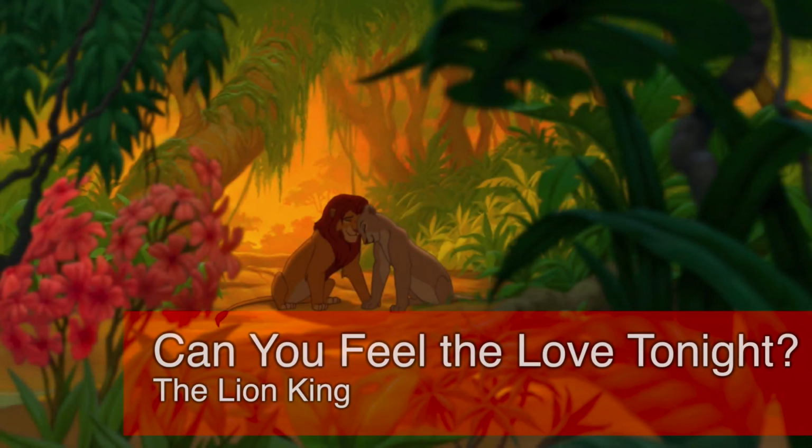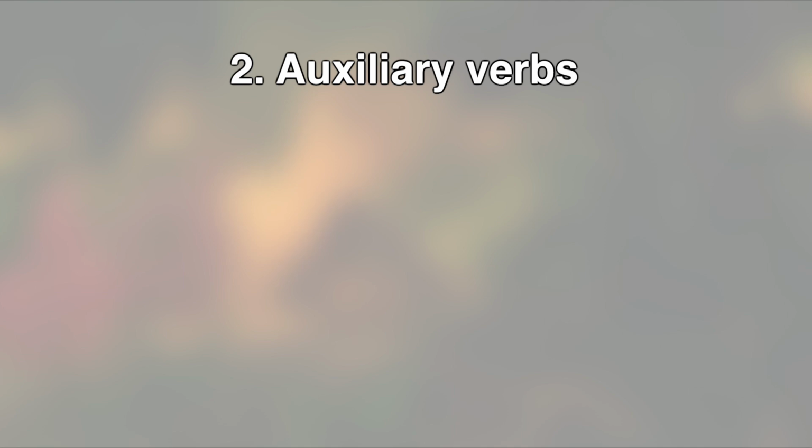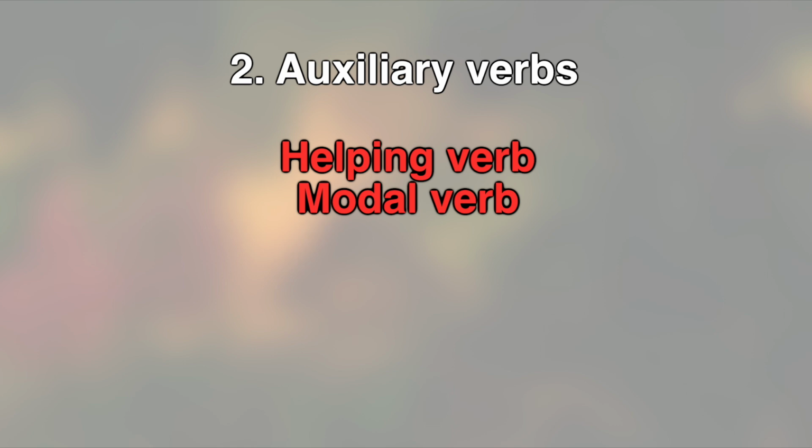Let's move on to the next type of yes-no question. This type of question uses auxiliary verbs. An auxiliary verb is a smaller verb that comes before another verb and modifies the meaning a little bit. You might have also heard these called helping verbs or modal verbs. All these terms mean basically the same thing.